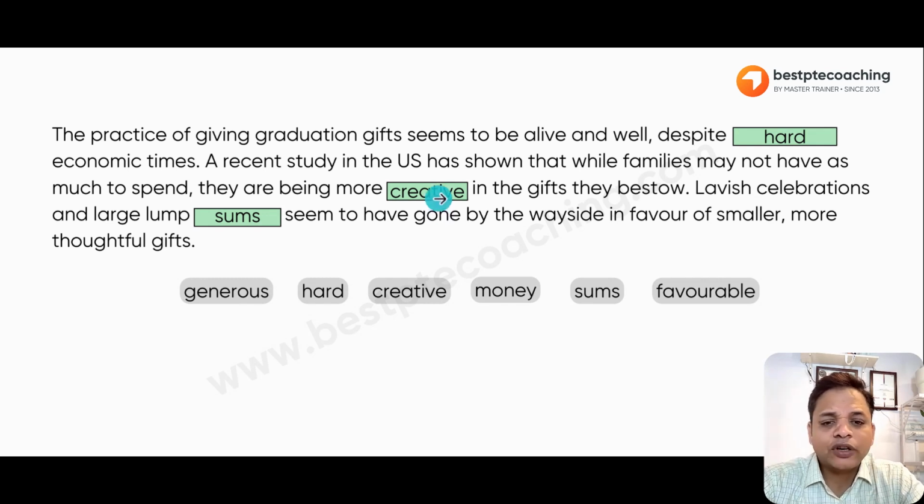They're being more creative because situationally correct. They don't have as much money. They are giving more thoughtful gifts, maybe creative. In that line is the correct answer. The last one, large lump sums. Lump sum is a collocation, right?